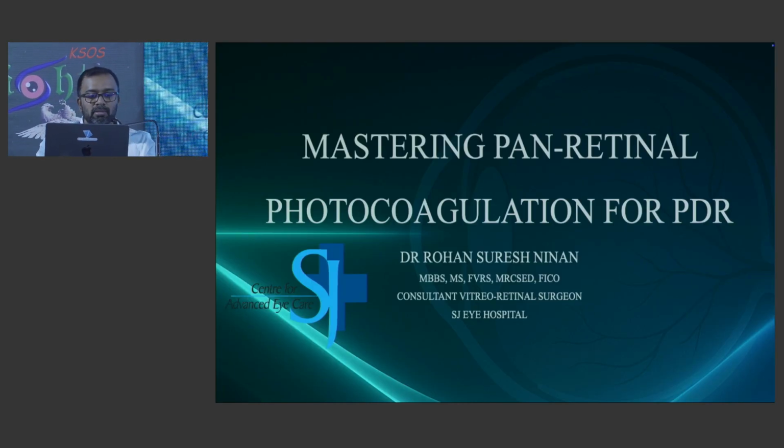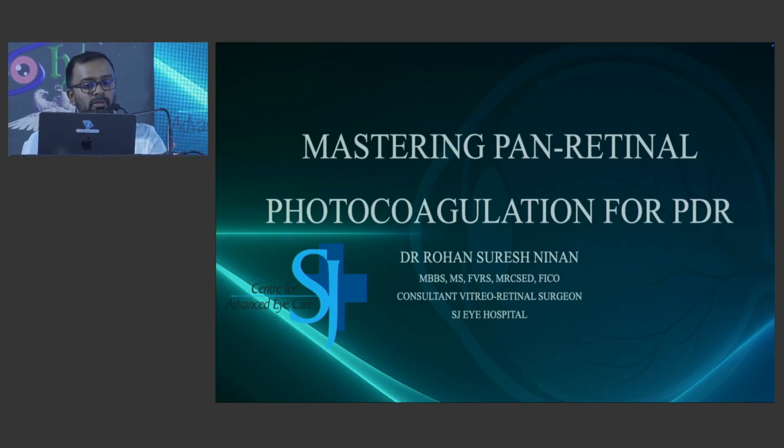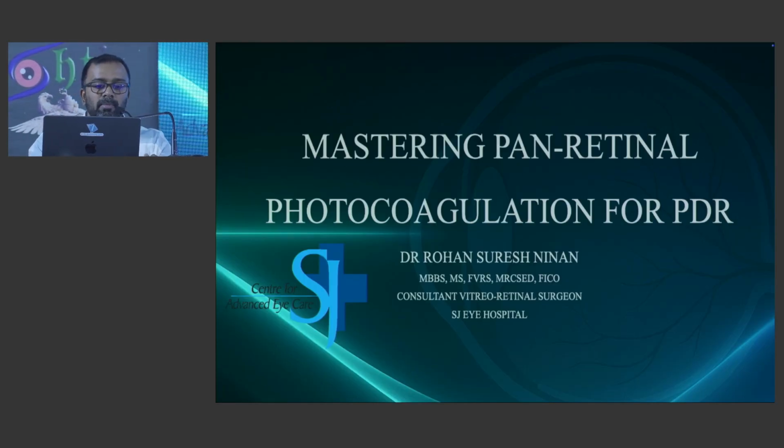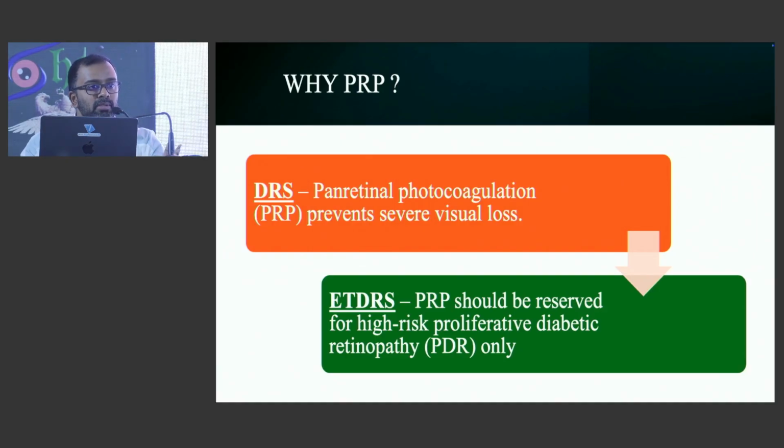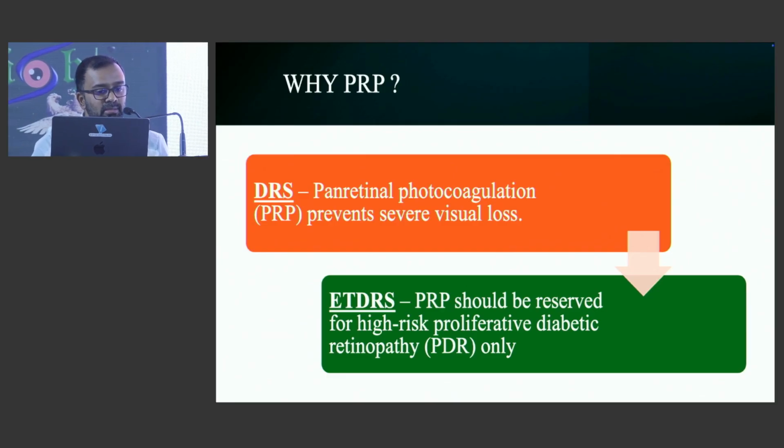Good morning, everybody. So next we'll be talking about panretinal photocoagulation for PDR. So why PRP? Initially you had two landmark studies, both the DRS and the ETDRS. DRS established that panretinal photocoagulation prevents severe visual loss, and ETDRS said that it should be reserved for high-risk cases, avoiding mild and moderate NPDR.